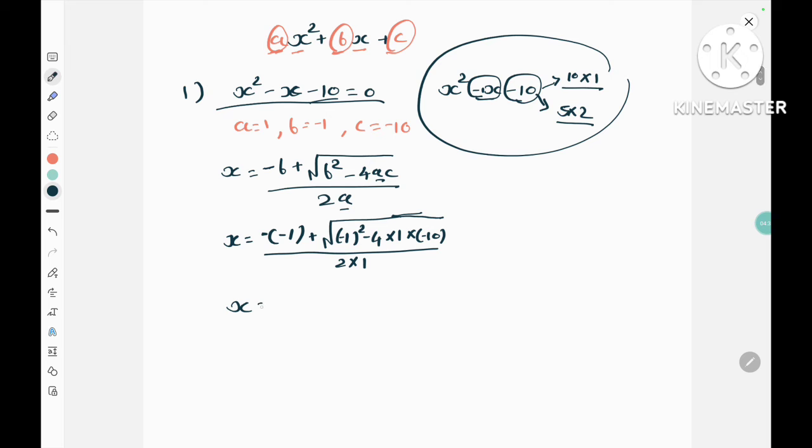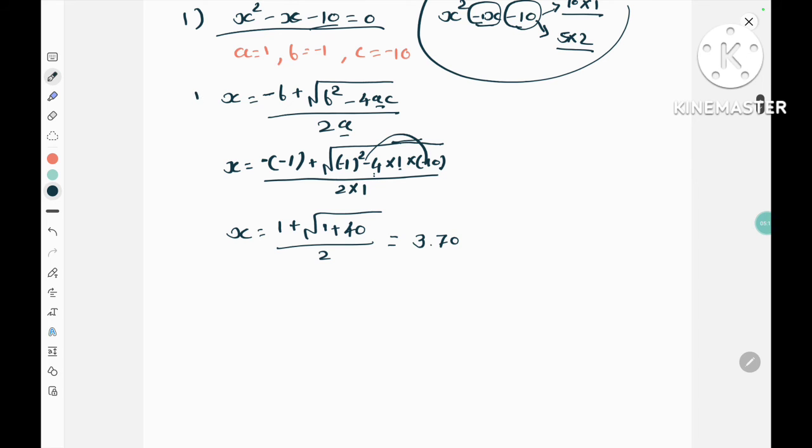Let's solve it. Minus 1 square is 1, and this is plus 40, because minus times minus is plus. 4 times 1 is 4, times 10 is 40, over 2 times 1, which is 2. If I solve this one, I will get the answer 3.70. Okay, so that is the first solution.